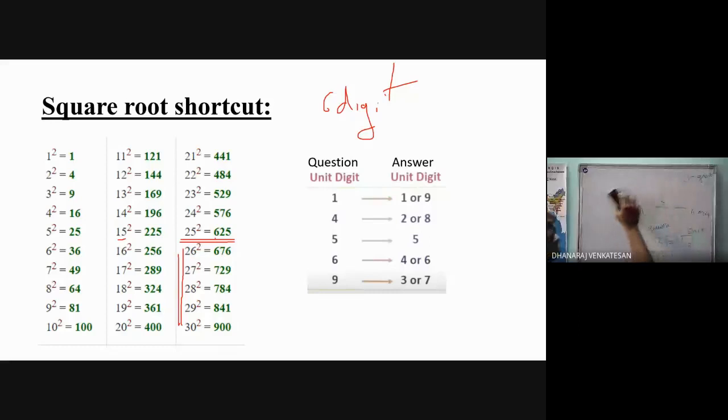That's it. This is the shortest way of solving all square root problems. No need of long division or prime factorization method. Within 15 seconds you can solve this problem and you can tell your friends.